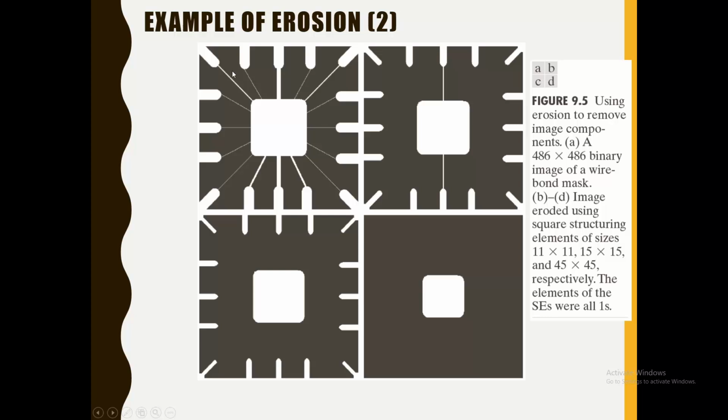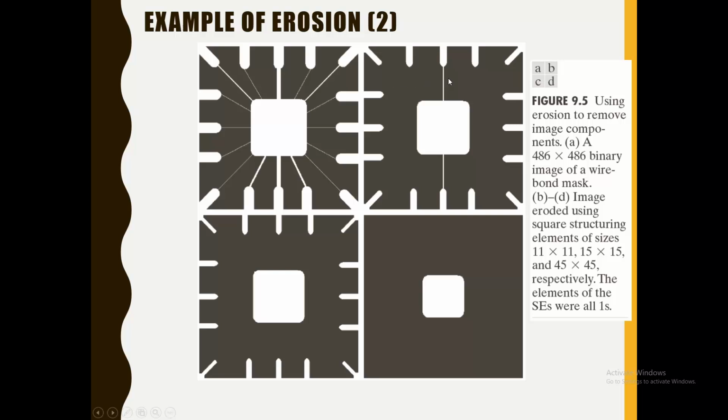Now, if we apply an erosion technique on this image with a structuring element of 11 cross 11 pixels, where all the 11 cross 11 matrix has 1, it will initially erode all these fine lines. But as you can see in this figure, there are 2 lines that remain because the width of this line is greater than 11 pixels. So that cannot be eroded.